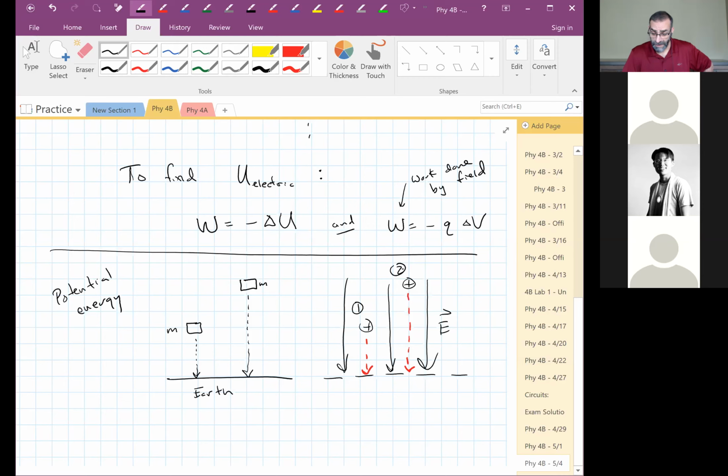Could we use... So where U is 0 is going to depend on where you defined your potential to be 0, I guess, right? Because your change in electric potential energy is linked to delta V.